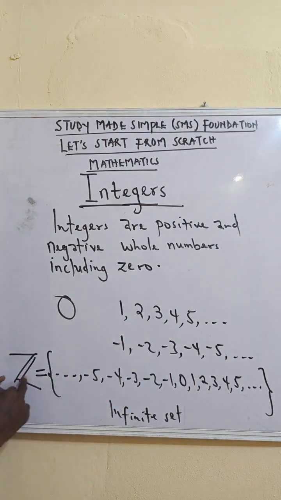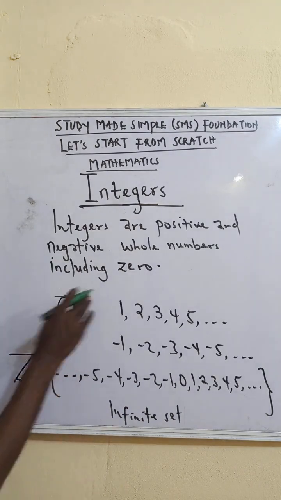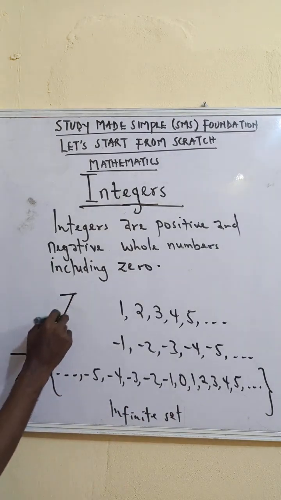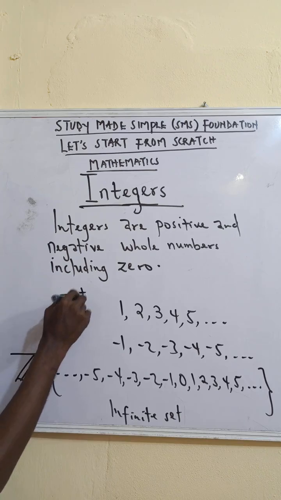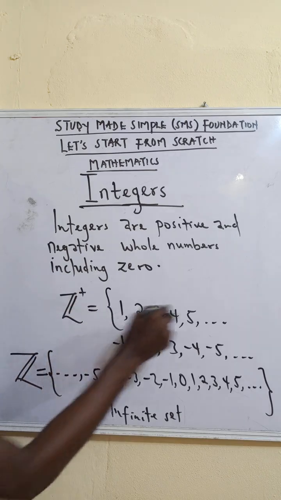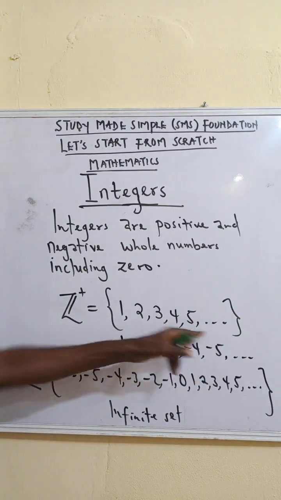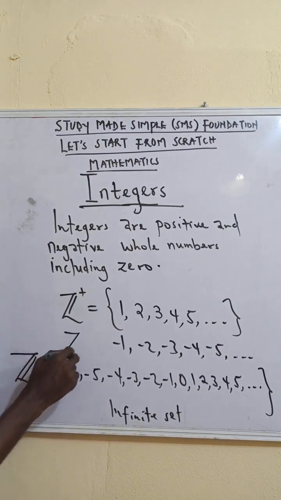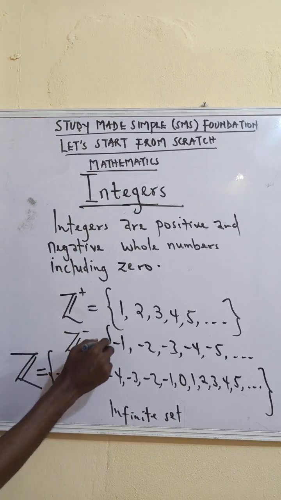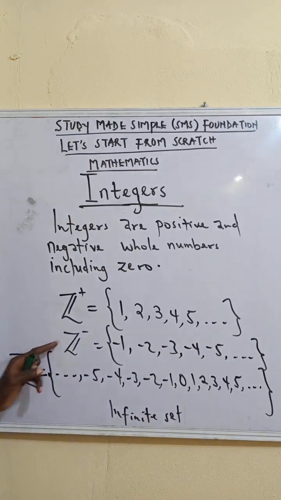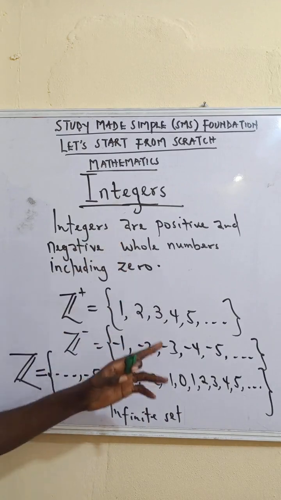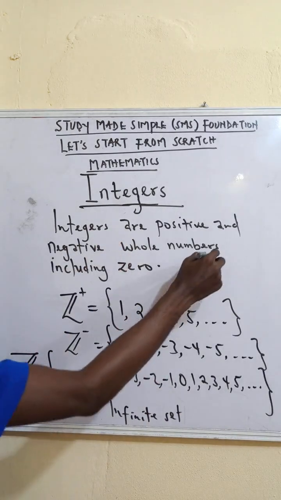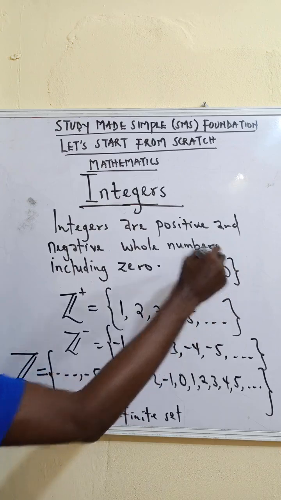Because we have some that are positive, those positive ones are known as positive integers. I can contain those in one bracket. These are positive integers, call them Z plus. Then the negative integers, those are Z minus. We can put them in another bracket. Let's separate them. But 0 is standing on its own in another set.